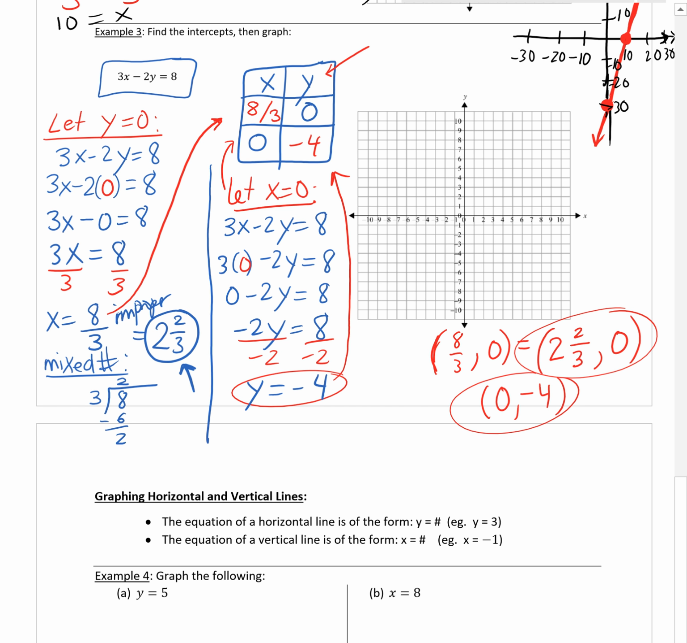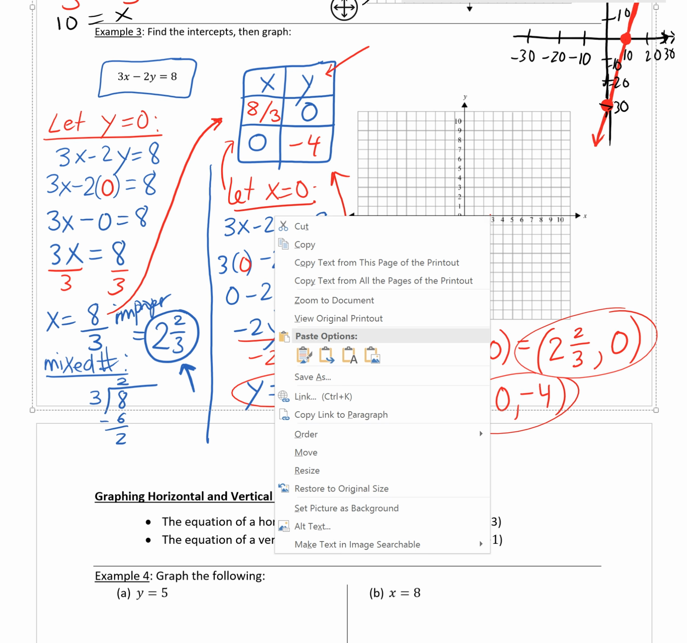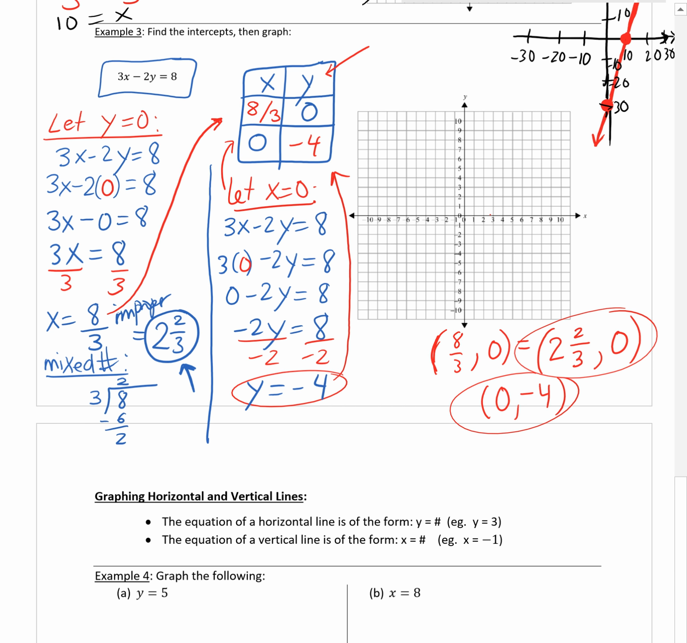So I'm going to plot this guy and this guy. Okay, 2 2/3 on the x-axis. It's somewhere in between 2 and 3. I'd say maybe a little closer to 3. But I mean, as long as you're in there somewhere, that's good. Don't worry too much about it. As long as you're in between. And the next point here, we got 0, negative 4. You're not going left or right, you're just going down to negative 4. There he is, somewhere in that ballpark, right? And we'll just connect the dots. Whee!